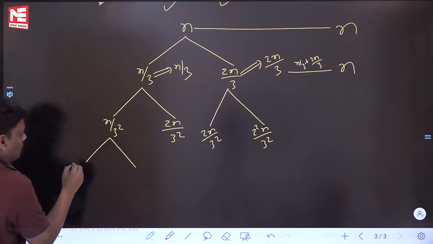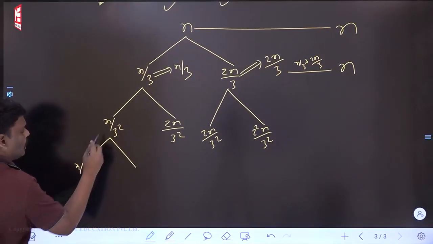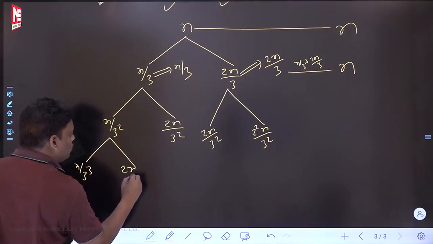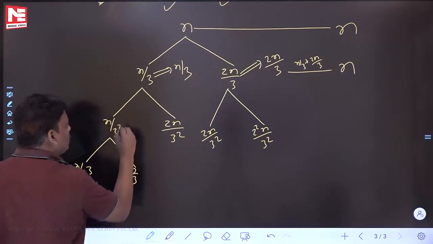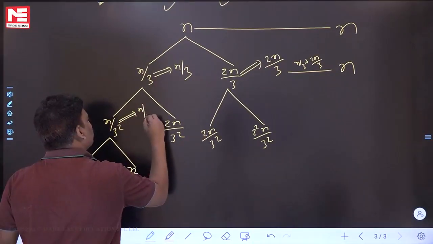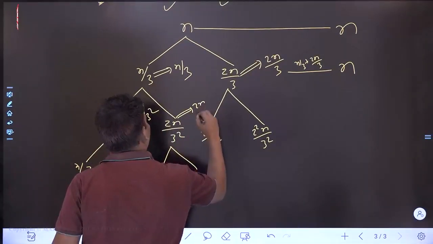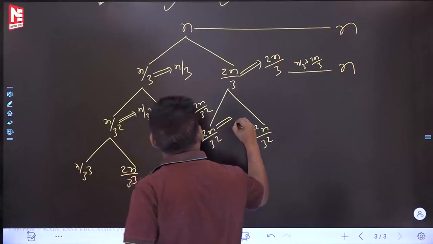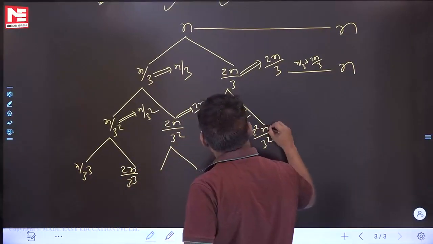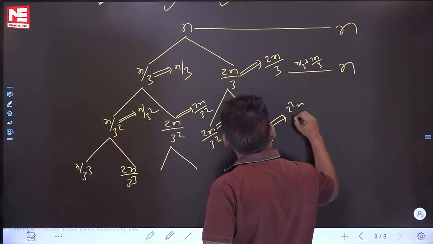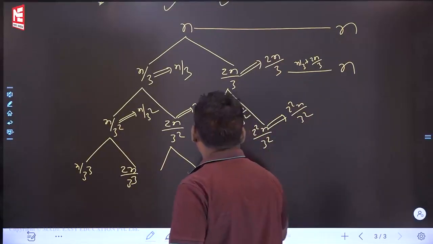Left multiply by 1 by 3. What is the answer? n by 3 cube. Right multiply by 2 by 3. What is the answer? 2n by 3 cube. But n by 3 square will take n by 3 square time. Same way here also, this will take 2n by 3 square. This is also the same, 2n by 3 square. This is also the same, 2 square n by 3 square. Like that it is divided.